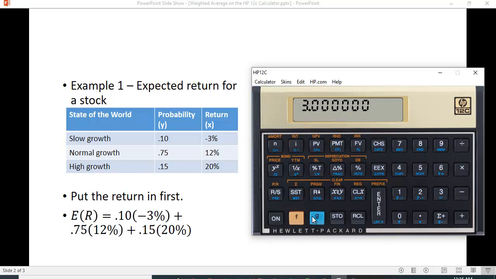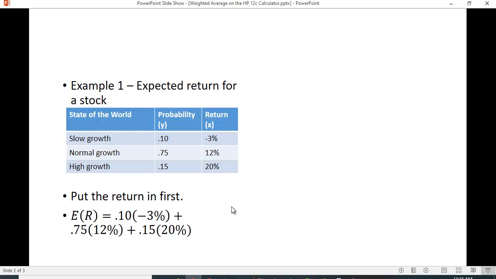So we have three sets of data, and then we just hit this function key, and we get 11.7%, which seems reasonable. It's got to be greater than minus 3% and less than 20%, and it should be closer to 12% because the 20% has a very small probability. So it should be really between 12 and 20%. So it should be up here somewhere. All right, let's see what we've got here. Let's go to the next example.